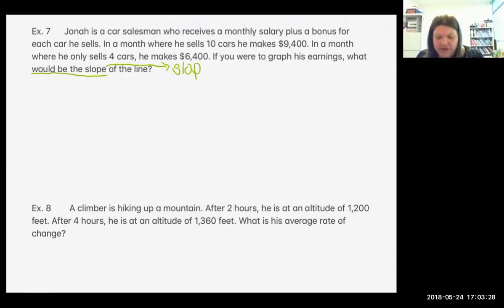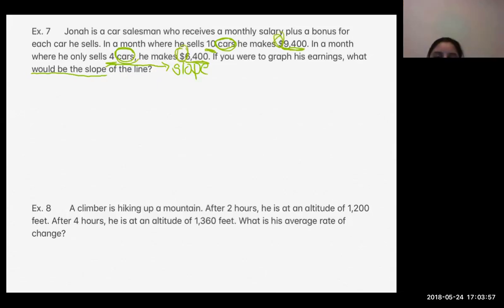But the tricky thing here is they don't tell us blank per blank. So we don't know which thing should go on top and which thing should go on the bottom. And so let's look at the two kinds of numbers we're looking at. Some of the numbers, like the 10 and the 4, represent a number of cars. And some of the numbers, the 9,400 and the 6,400, represent dollars, exactly, his earnings.